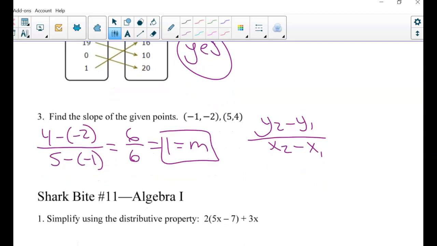Number 3, you needed to find the slope. So remember your y2 minus y1 over x2 minus x1. And then use that to find your slope. This one ended up simplifying to just 1. Questions on that one?